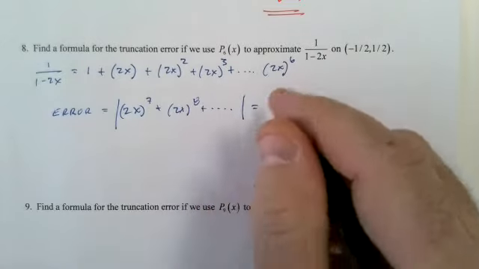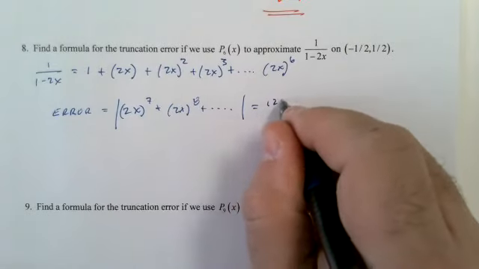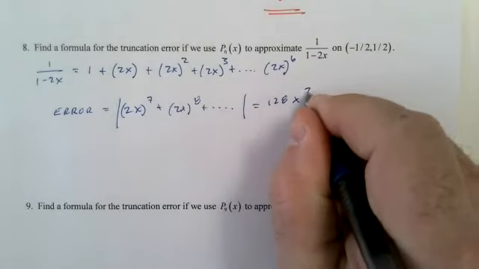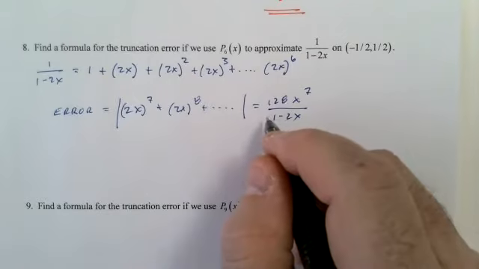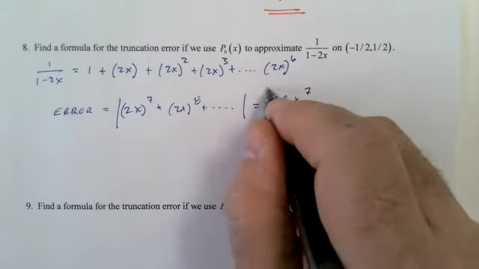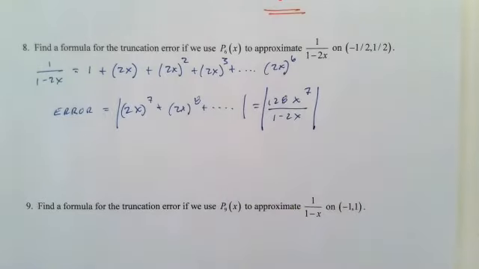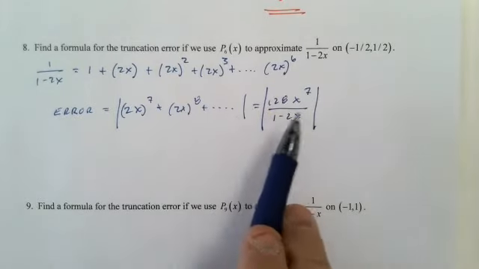And that equals the first term, 2 to the seventh, which is 128. I better double check that. I trust my brain, but just not that much. Yeah, I got it right. x to the seventh over 1 minus 2x. All right. Which, if I plug in, find a formula. No, they don't want the actual error. So no, I don't even have to plug this in. They're just saying find a formula. That's it, we're done.